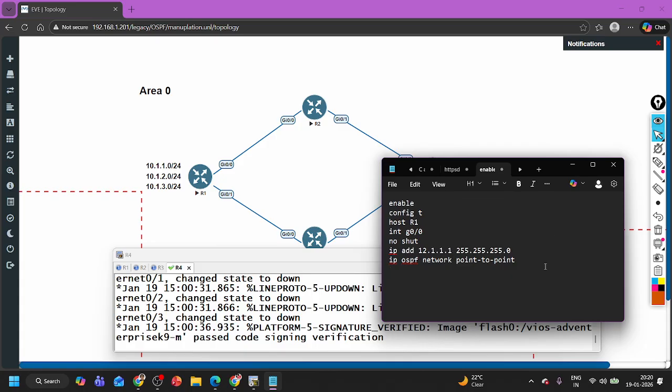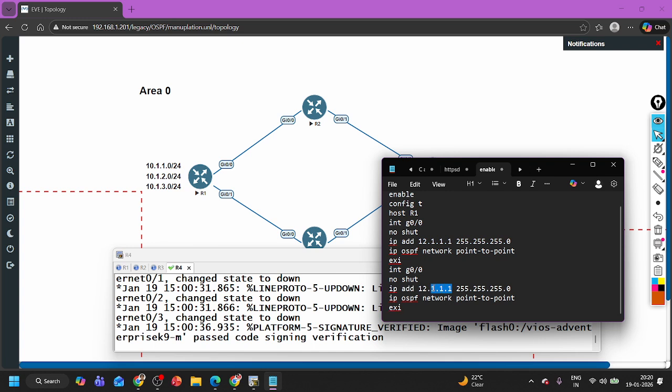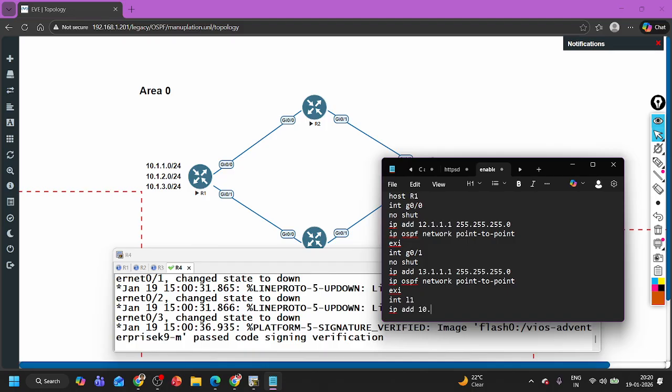Then another interface, let me exit, let me copy. I have not enabled OSPF on the interface, I have just changed the network type. Here another interface is G0/1, IP address is 13.1.1.1. Okay, and then some loopbacks. Interface loopback 1, IP address 10.1.1.1, 255.255.255.0. On the loopback interface, the OSPF network type is loopback.